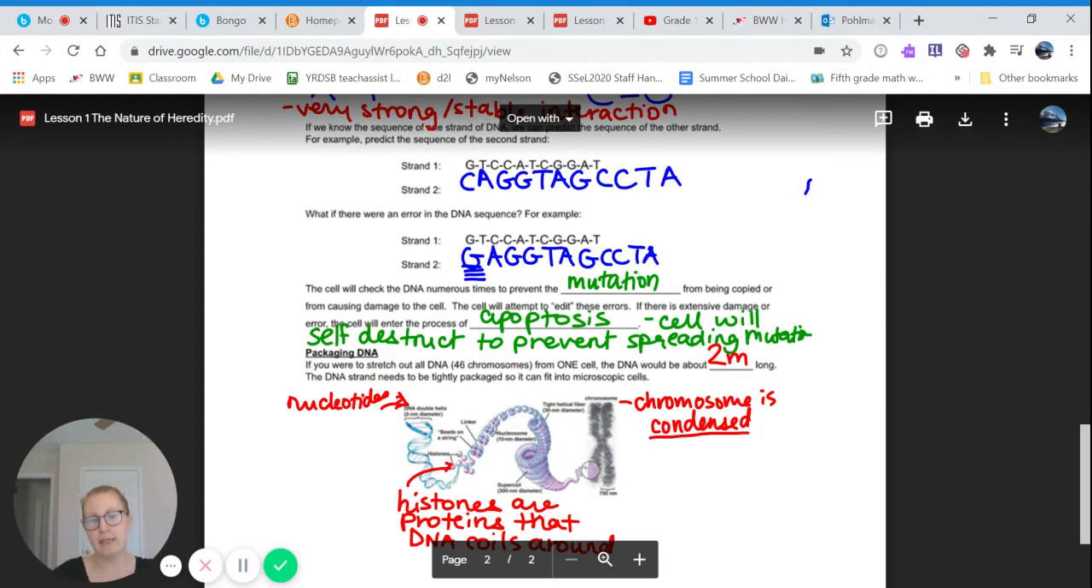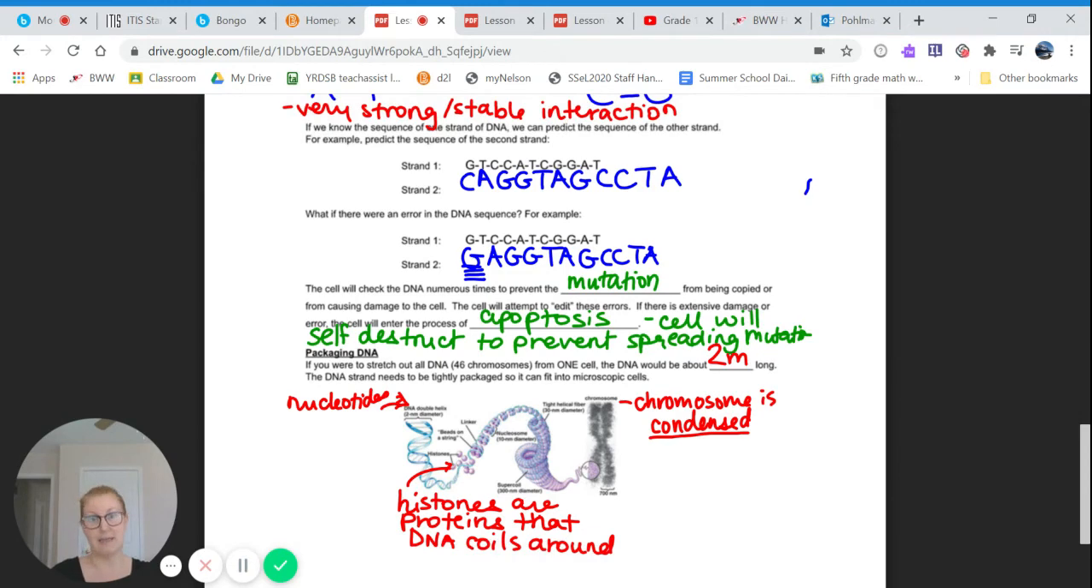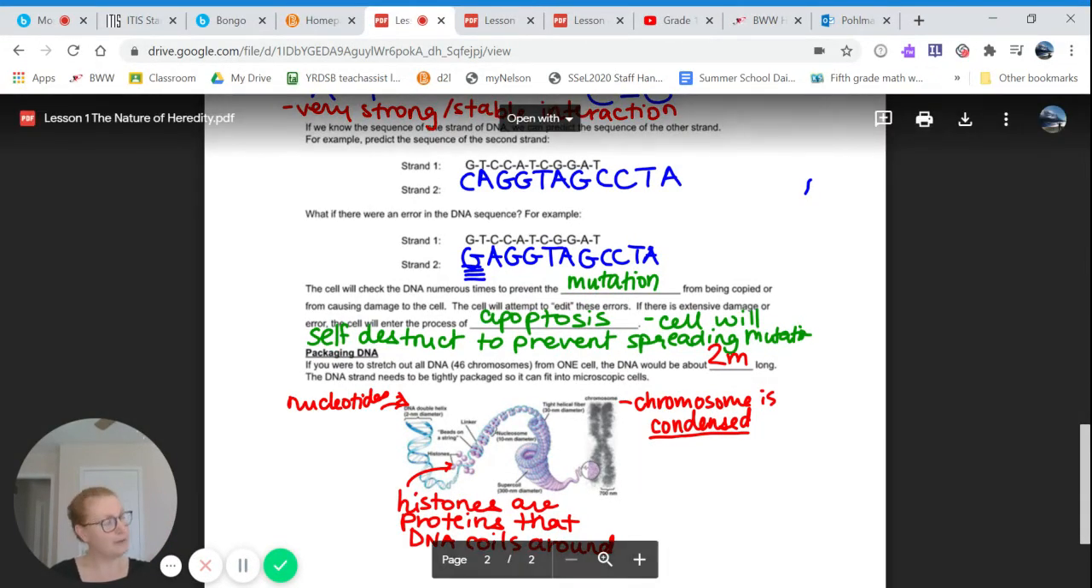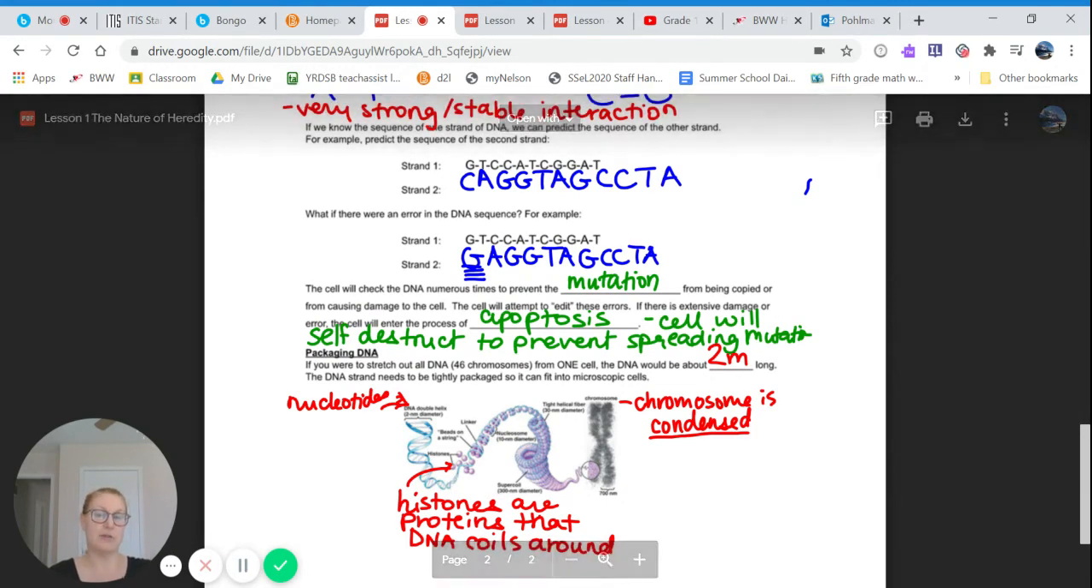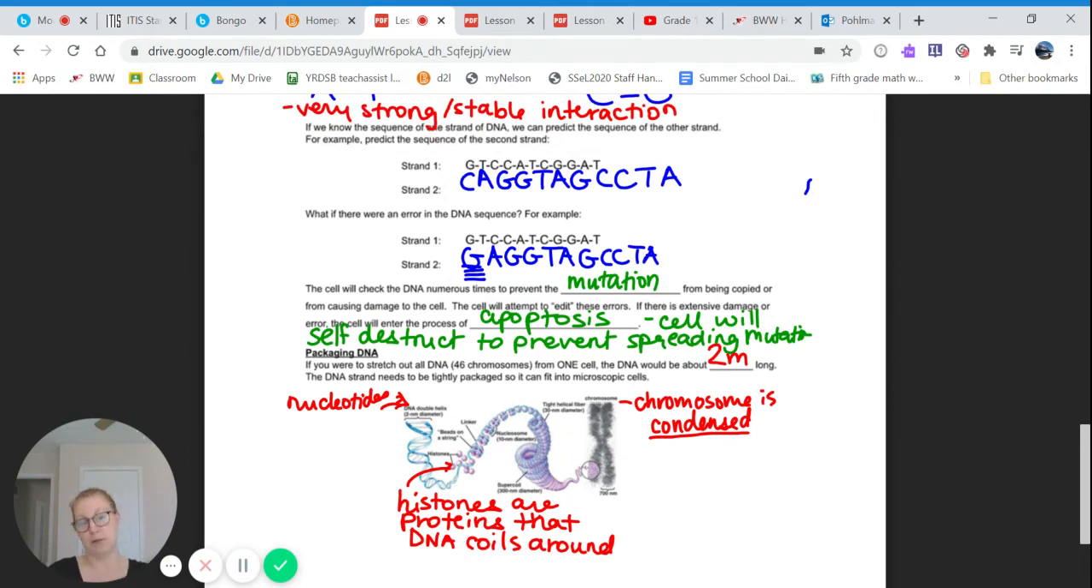So I've mentioned right here that the cell actually does check the DNA many times. In grade 10 science, when you talk about the cell cycle, you might have talked about cell checkpoints. And so it essentially is checking around and seeing if there's any mistakes. If there are mistakes, the cell will try to edit them, most of which it can do, but occasionally it cannot. And so the cell will enter what's called apoptosis. The cell will start to self destruct, basically to stop it from spreading to other new cells.